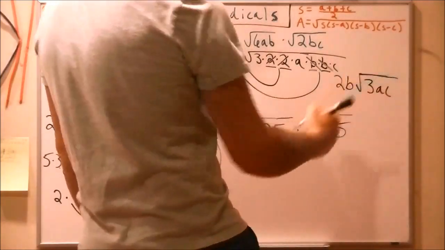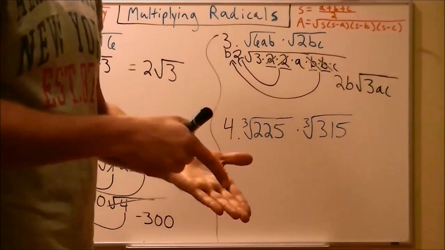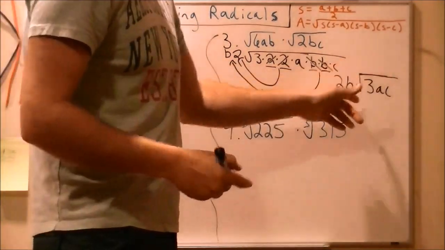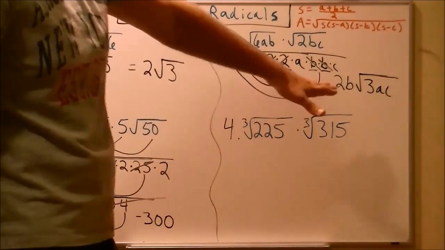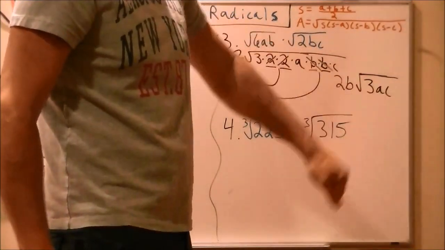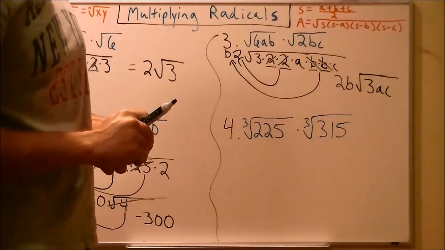They can't come out because they're only to the first power, and that square root is to the second power. It has to at least be to the same power before I can pull that out as a single one. I don't have that many. I don't have 2 of those as exponents in a or c, so they stay underneath the square root marriage umbrella.